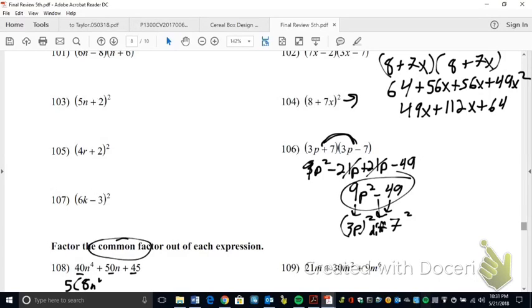So if we have 40, we're pulling out a 5, we go 40 divided by 5, 8. So we get 8n to the fourth plus 50 divided by 5, 10n plus 45 divided by 5, or 9. And that's our answer.